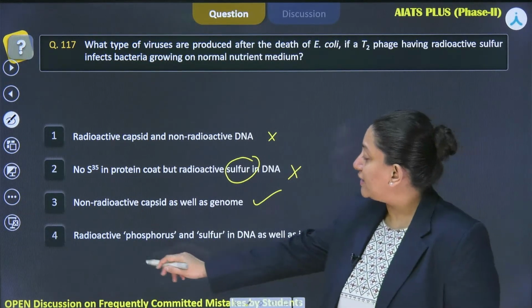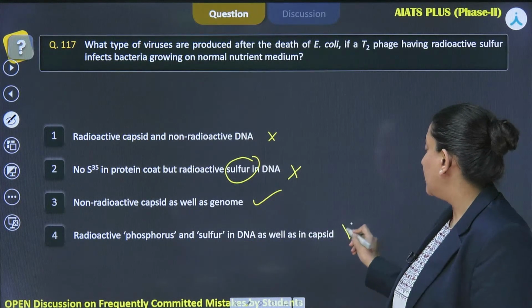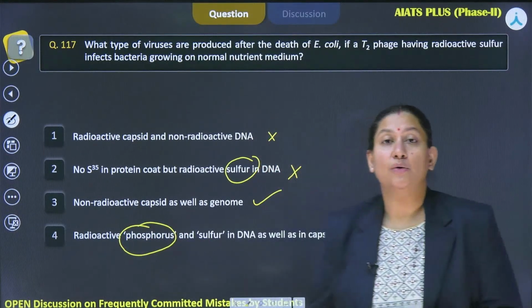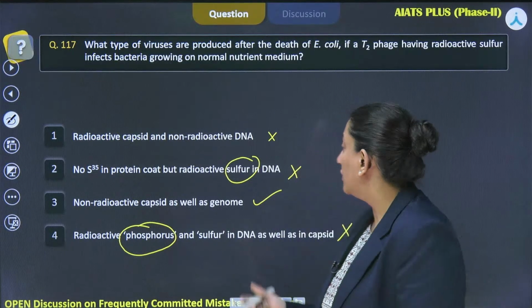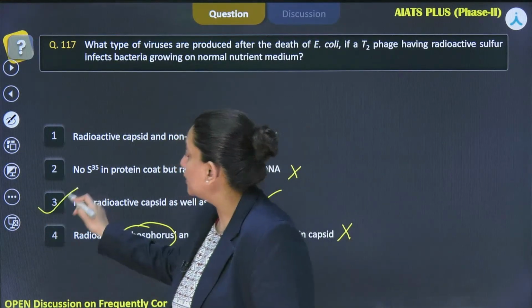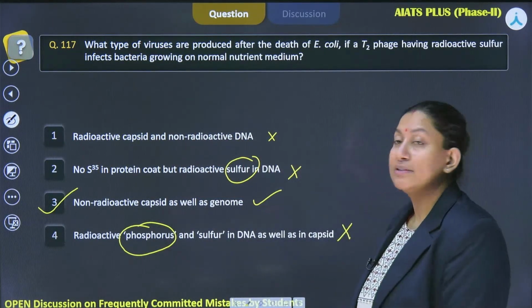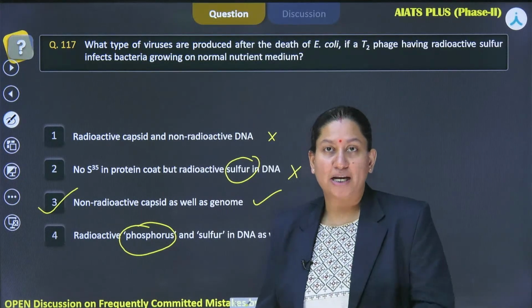Then the fourth one says radioactive phosphorus and sulfur in DNA as well as in capsid. That is again incorrect. We are not even providing the radioactive phosphorus, so how is it going to be present in the upcoming viral particles, right. So, when we analyze it, the correct answer for this question is option number 3, right. I hope this is clear to everyone. In case you have any doubts, please put them up in the chat box, okay.